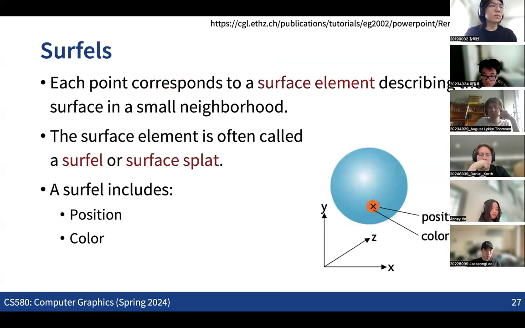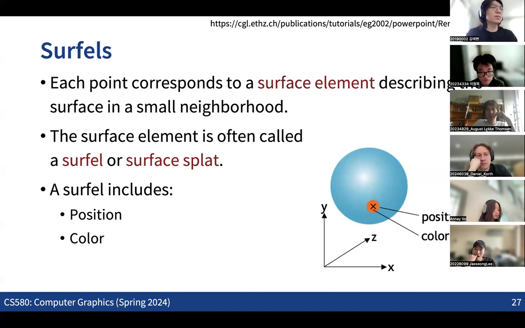These points are called surface elements, or surfels, or basically surface splats as well. So there are multiple terms for this kind of point. The basic surfel includes the position information and also the color information.